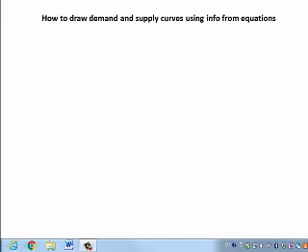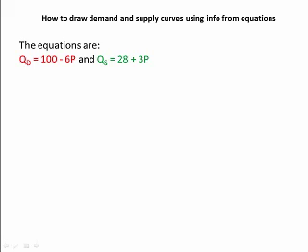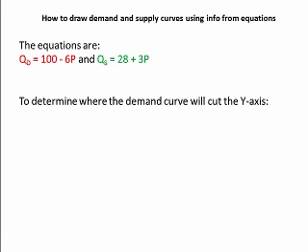This video will explain how you can draw demand and supply curves using information from equations. The equations that we are going to use are quantity demanded equals 100 minus 6p and quantity supplied equals 28 plus 3p. Let's first draw the demand curve.